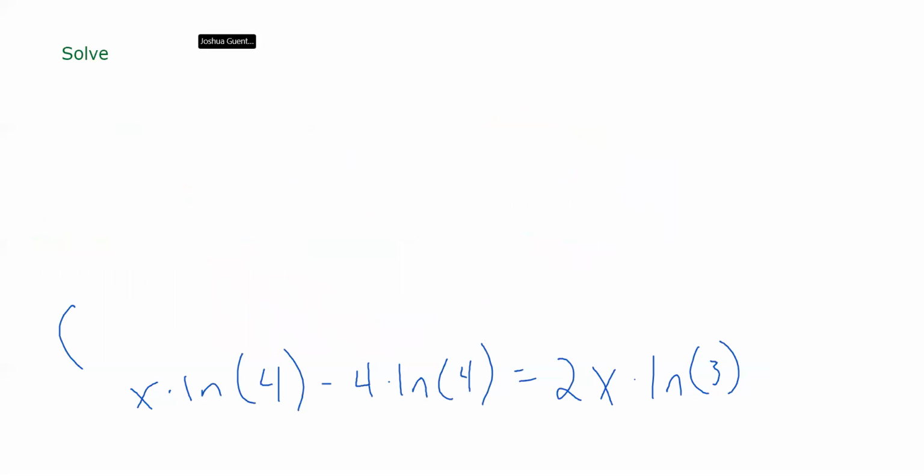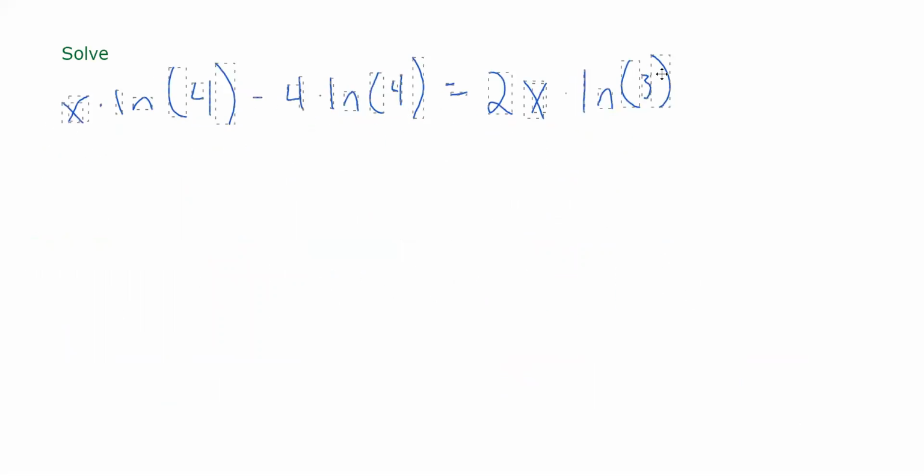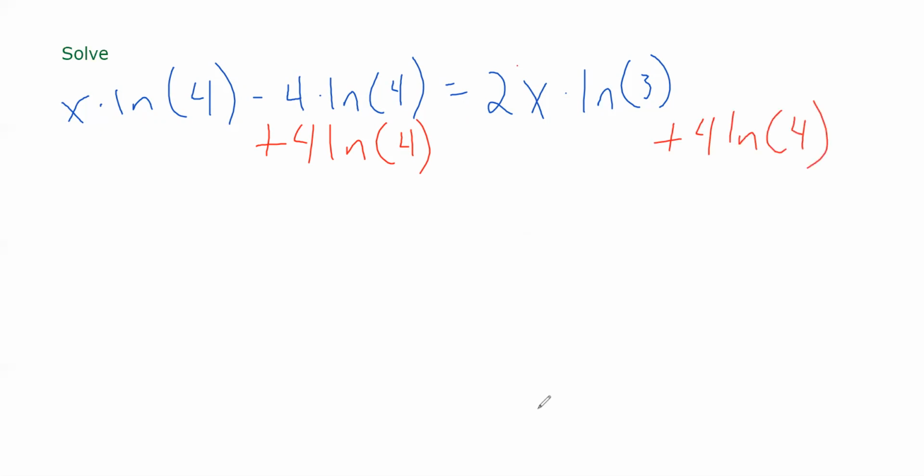Now, because I'm going to run out of space, I'm going to have to bring this one up to the top. So I distributed out that natural log of 4. Now I want the x to be by itself, ideally on the left-hand side. This does not have an x in it, so I'm going to jump it over to the other side. So we'll do plus 4 natural log of 4.